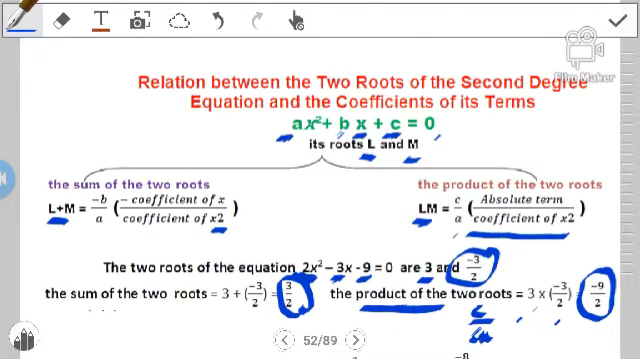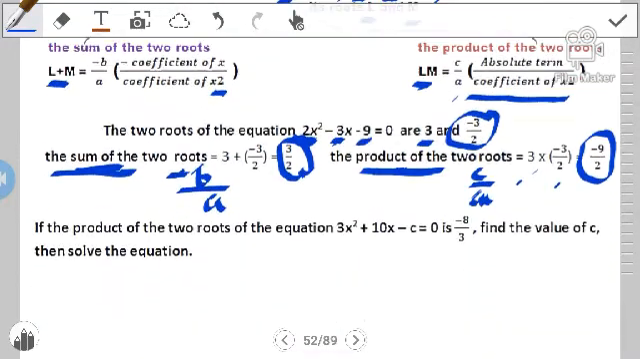يبقى أنا عندي هنا the sum of the roots هو -b over a، يعني negative coefficient of x over coefficient of x^2، و the product of roots يعني times بتاعهم هو the absolute term over coefficient of x^2.